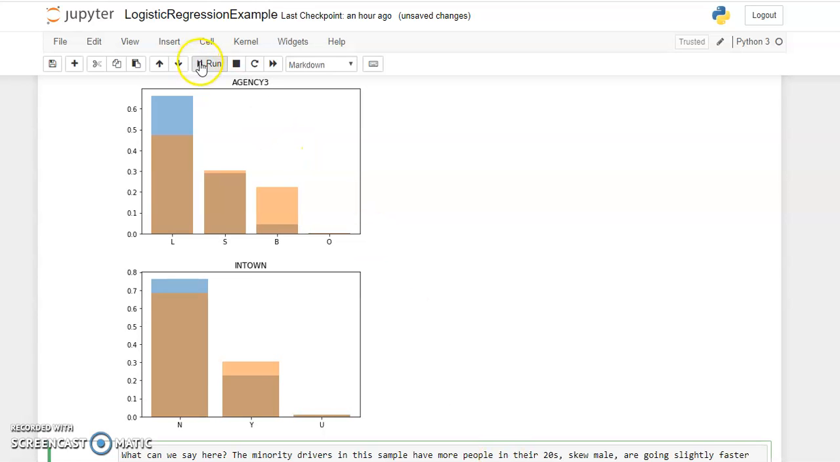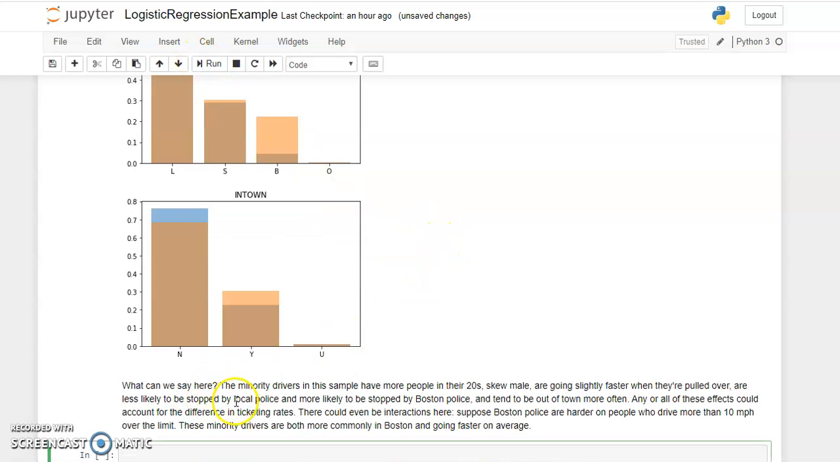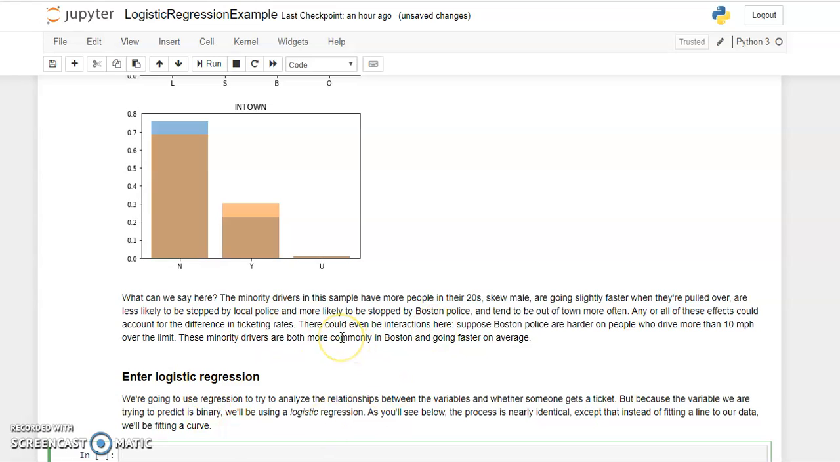So again, what we're able to characterize here is really just what is in our data at the moment. We know they have more people in their 20s, they skew male. They're going a little bit faster when they're pulled over, and they're less likely to be stopped by local police and more likely to be stopped by Boston police. And they tend to be stopped, well, I guess they tend to be stopped. I don't know if that's right. In any case, this doesn't give us a clear picture of what is causing this discrepancy. And of course, it's very similar to the experience that we would have in any other case where we have a bunch of factors that might be influencing our outcomes. We want to be able to say with some level of authority what is driving it.